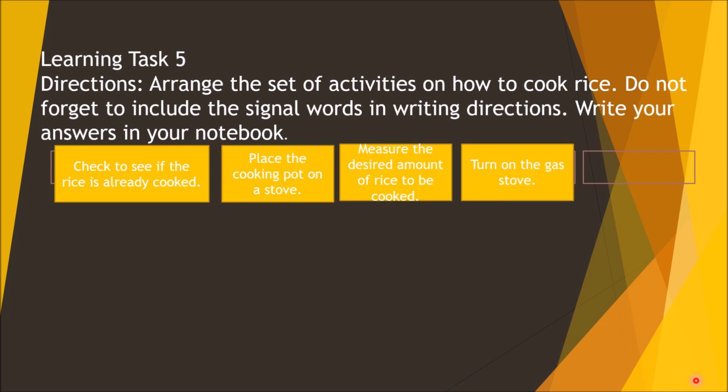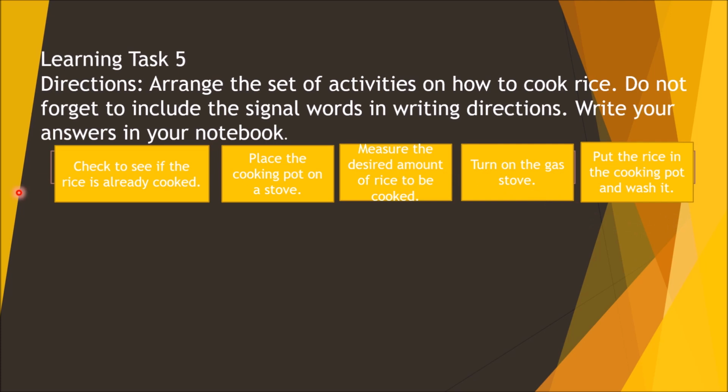So, how to cook rice? There are given boxes in there. You have to follow. Check to see if the rice is already cooked. Place the cooking pot on a stove. Measure the desired amount of rice to be cooked. Turn on the gas stove. Put the rice in the cooking pot and wash it.